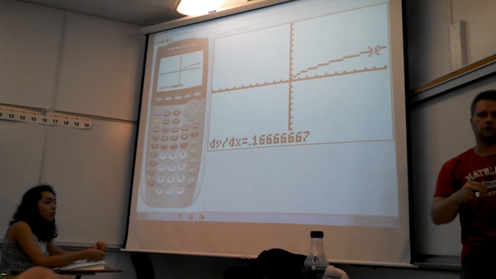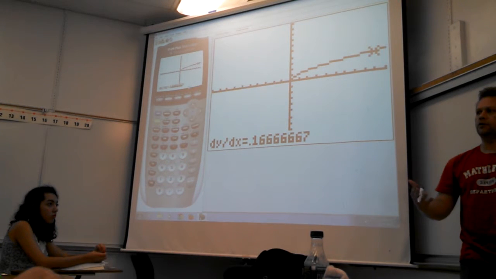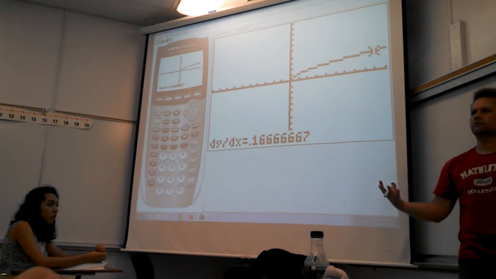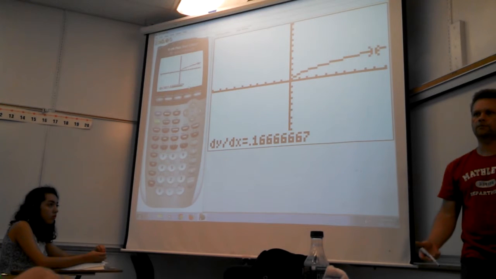Because what this will do is it'll find the slope of a function at every point. Because what's x? Any thing you want it to be.